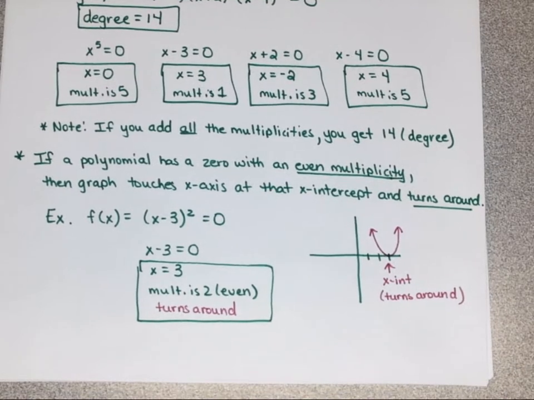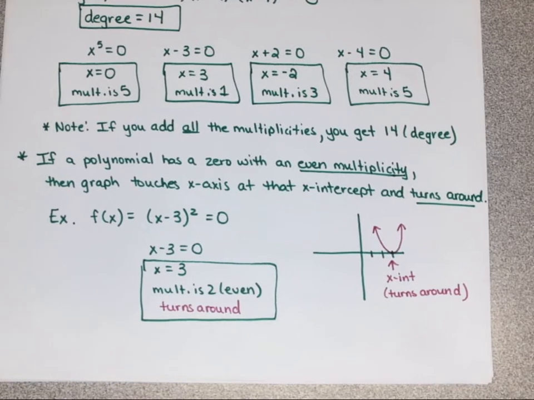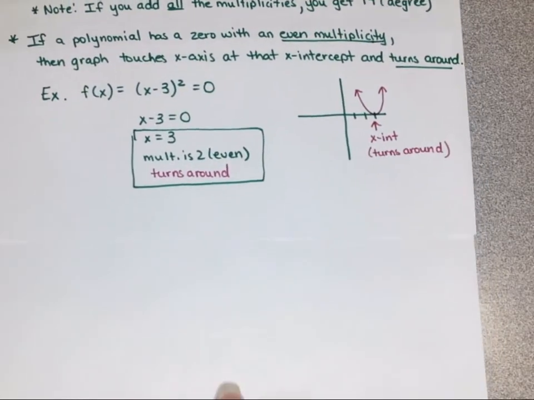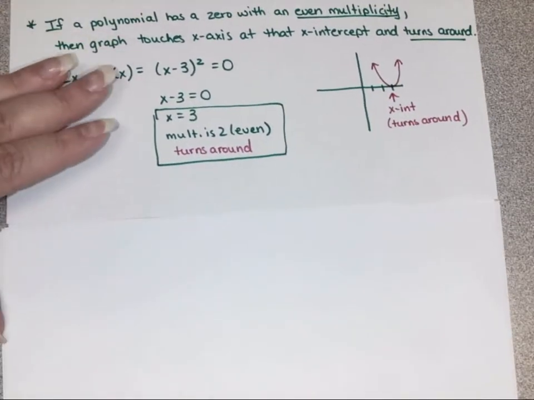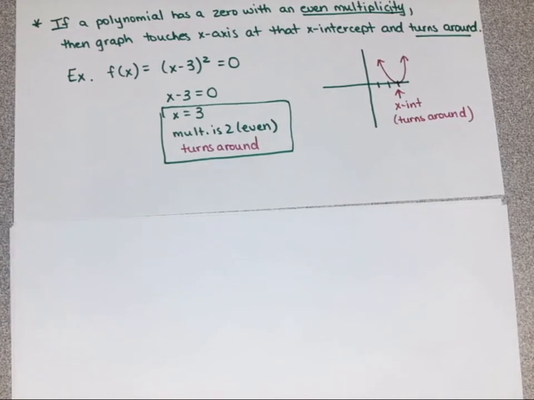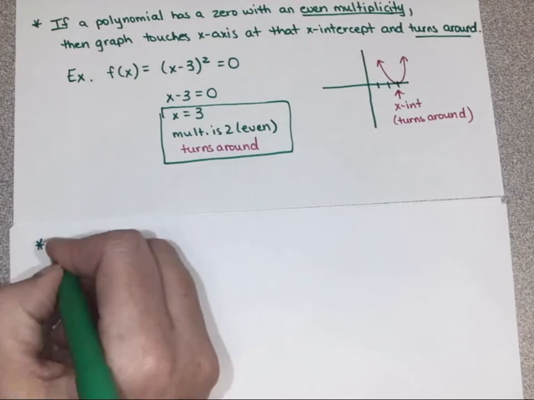Because it also could have gone through, right? Some graphs go all the way through the x-axis, and we're going to look at that here in a minute too. All right, so even multiplicities, those x-intercepts turn around. So what do you guess odd multiplicities are going to do? If they don't turn around, there's only really one other option. What are they going to do? They're going to cross over or go through the x-axis.